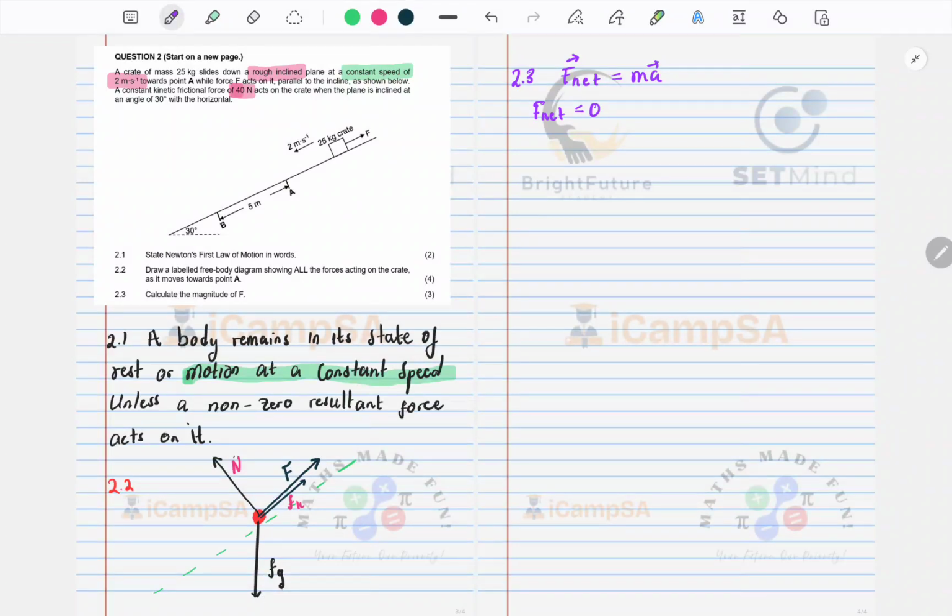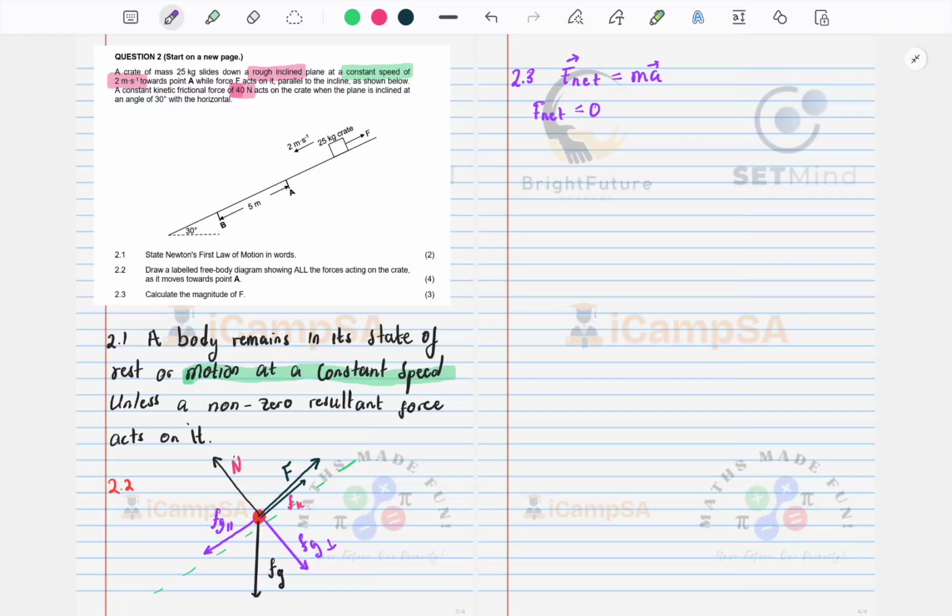Let me just update here. We are going to have Fg parallel, because it's parallel to the surface. And then here we are going to have Fg perpendicular, right? We've got these two forces. These two forces represent this Fg. So we must be able to calculate these two components.